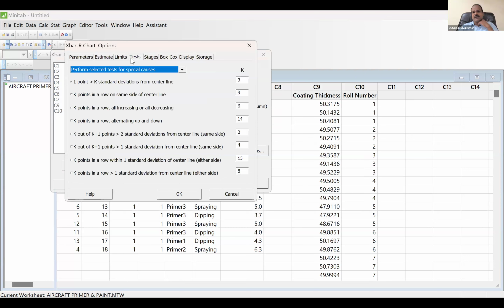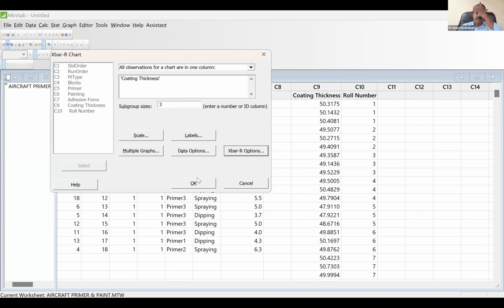X bar R option. Test. How many out of control scenarios do you want to test? Definitely special cause means anything falling outside the control limit is a special cause. This you must tick always. Over and above, if you know any other additional way of testing the abnormality, you can add. I think today or tomorrow in the control phase you'll be seeing the other out of control scenarios.